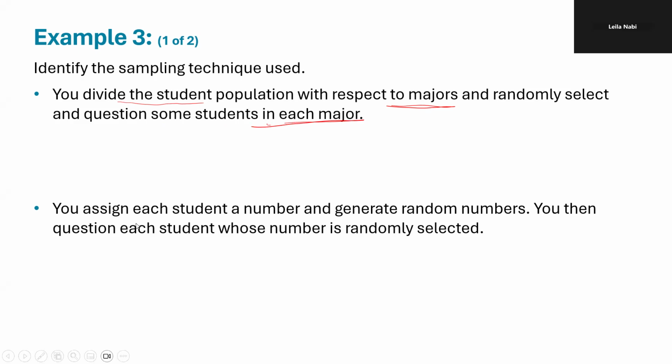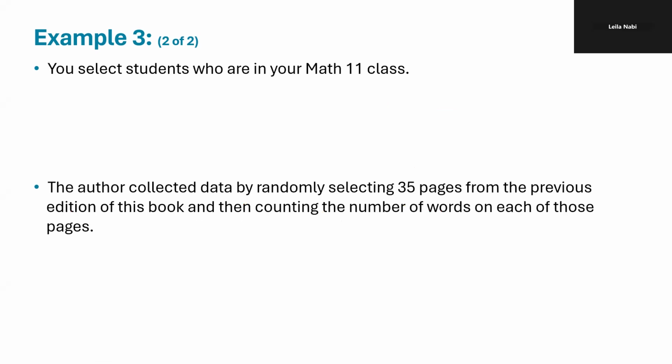Next question. You assign each student a number and generate random numbers, then question each student whose number is randomly selected. It's obvious. It's a simple random sample. Next example. You select the students who are in your Math 11 class. You want to do a study, but you just select some students who are in your Math 11 class. People who are easy to get. Convenience sampling.